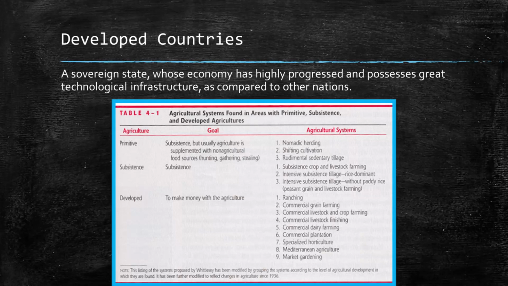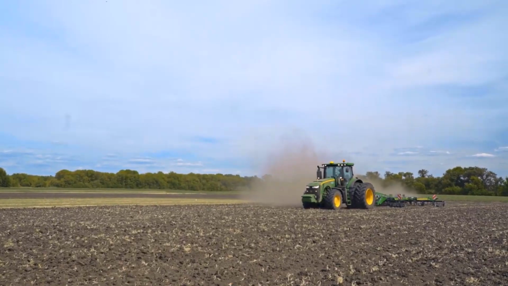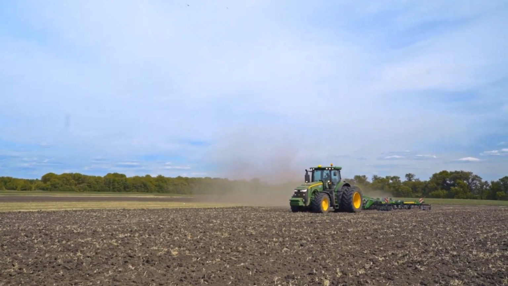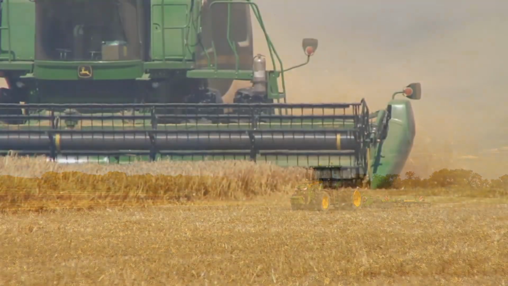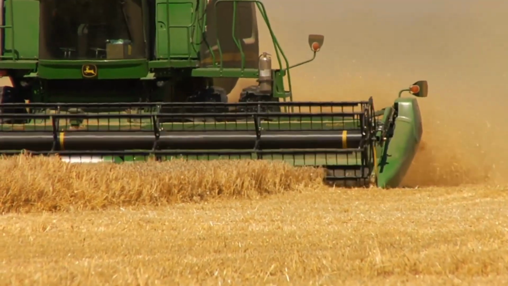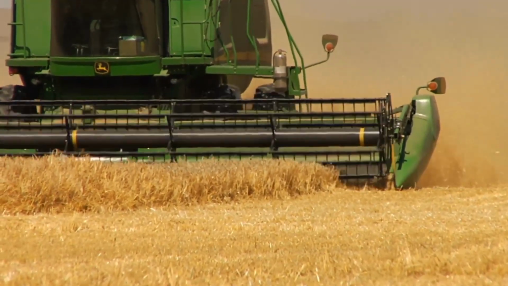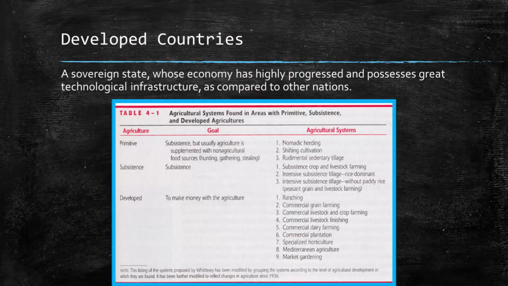So when we talk about developed countries, that would be the United States. So it's a sovereign state whose economy is very progressed. It has great technological infrastructure. You're going to see things like ranching, large commercial operations, a lot of mechanized agriculture. And really the goal in developed countries is to make money. So, to make a living off of what they're selling, not just keep themselves from starvation.